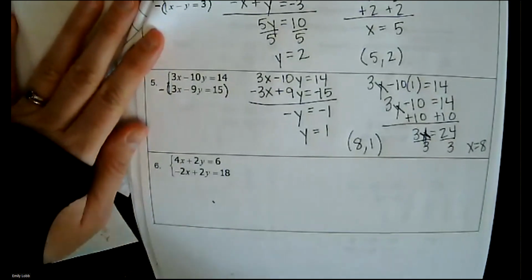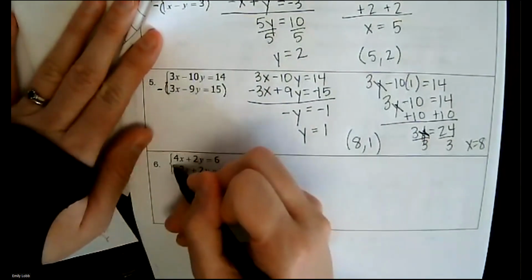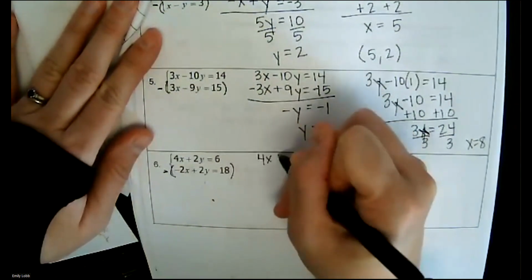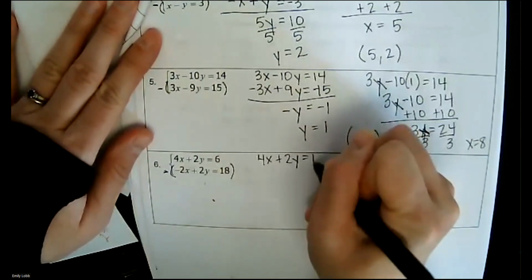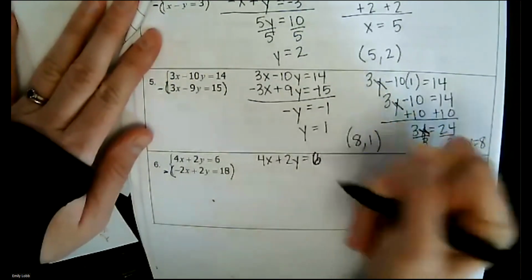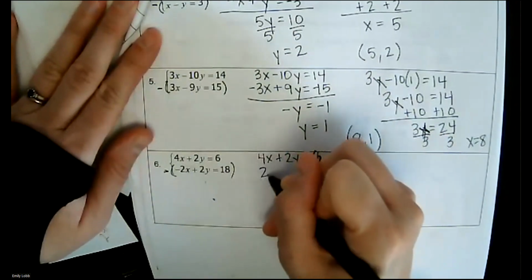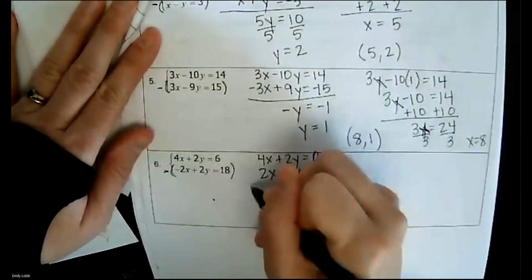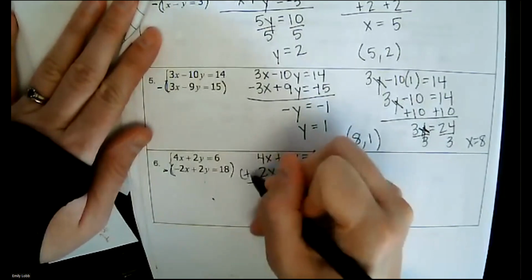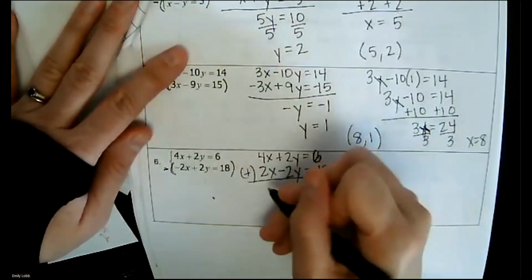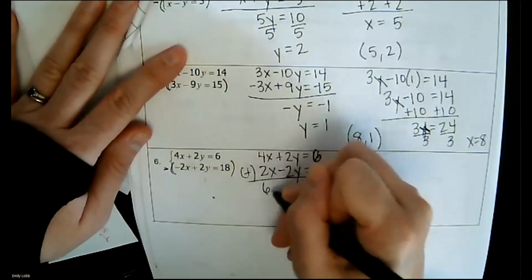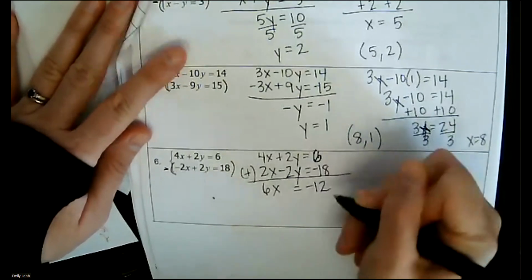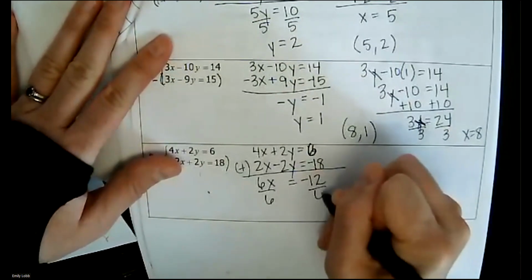All right, last example. Again, we have equal but not opposite. So I have to distribute a negative through here before I can add them up. I'm rewriting the top as is, and I'm taking the opposite of everything on the bottom. So this becomes 2x minus 2y equals negative 18. So when I add these up, I have 4 plus 2, 6x. My y's go away, and I have negative 12 on the right. Divide by 6, divide by 6.